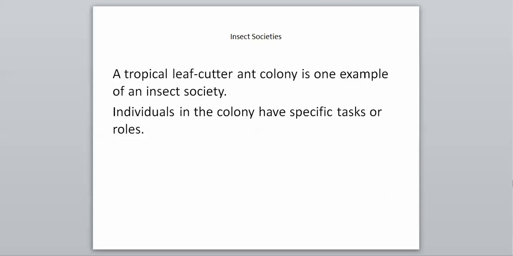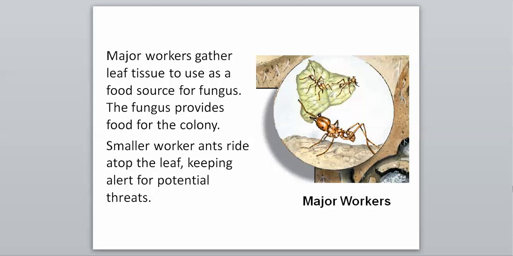A tropical leafcutter ant colony is one example of an insect society, and they have obviously more roles than that, so that's why they're going to use that as an example, because it's kind of a more interesting group. Individuals in this colony will have specific tasks or roles, and we'll talk about each one of those more in depth.